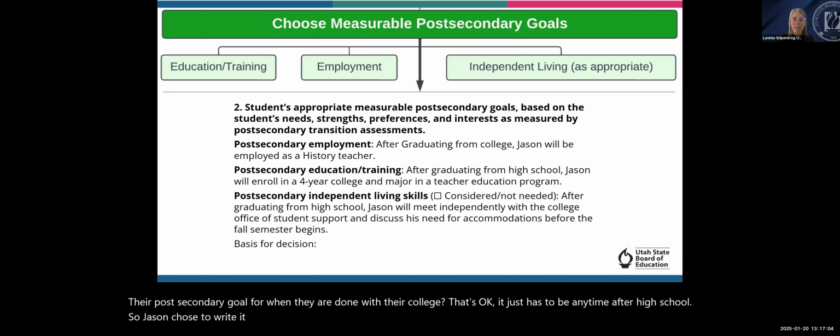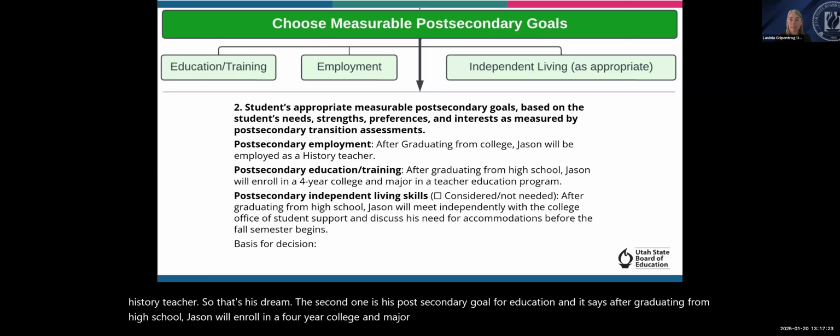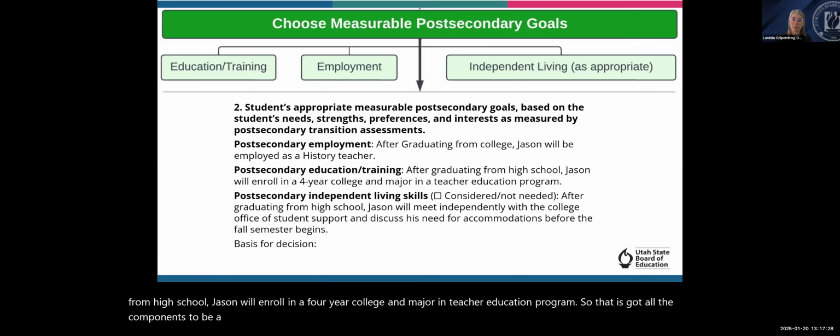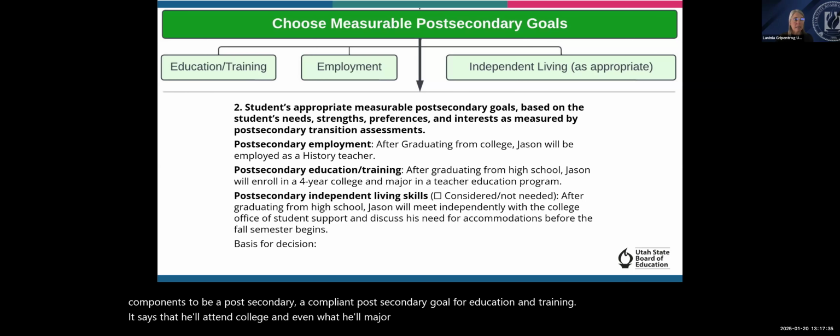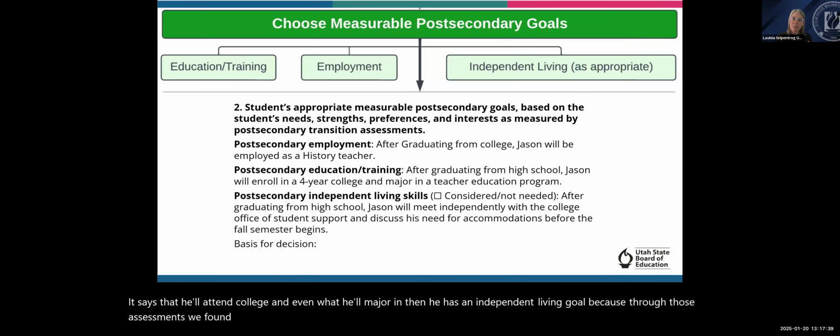So that's his dream. The second one is his post-secondary goal for education, and it says, after graduating from high school, Jason will enroll in a 4-year college and major in a teacher education program. So that has all the components to be a compliant post-secondary goal for education and training. It says that he'll attend college and even what he'll major in. Then he has an independent living goal, because through those assessments, we found out that Jason's not super comfortable talking about his disability and his accommodations.